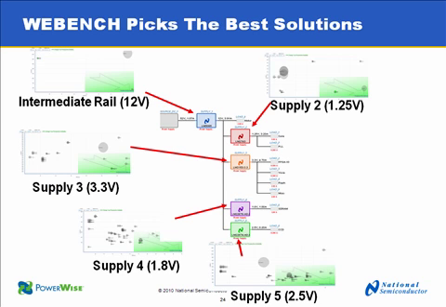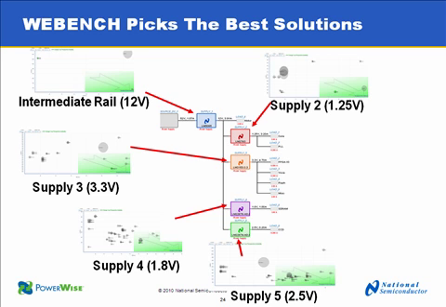Okay, once we've configured our loads, WEBENCH is going to go in and try to pick the best solutions. And so here's an example where we've got a 48 volt source input on the left. We have an intermediate 12 volt rail. And then downstream of that, we have a load that's hooked right up to the 12 volt rail. That's the motor control. And our other point of load controllers or power supplies are downstream of that 12 volt rail.